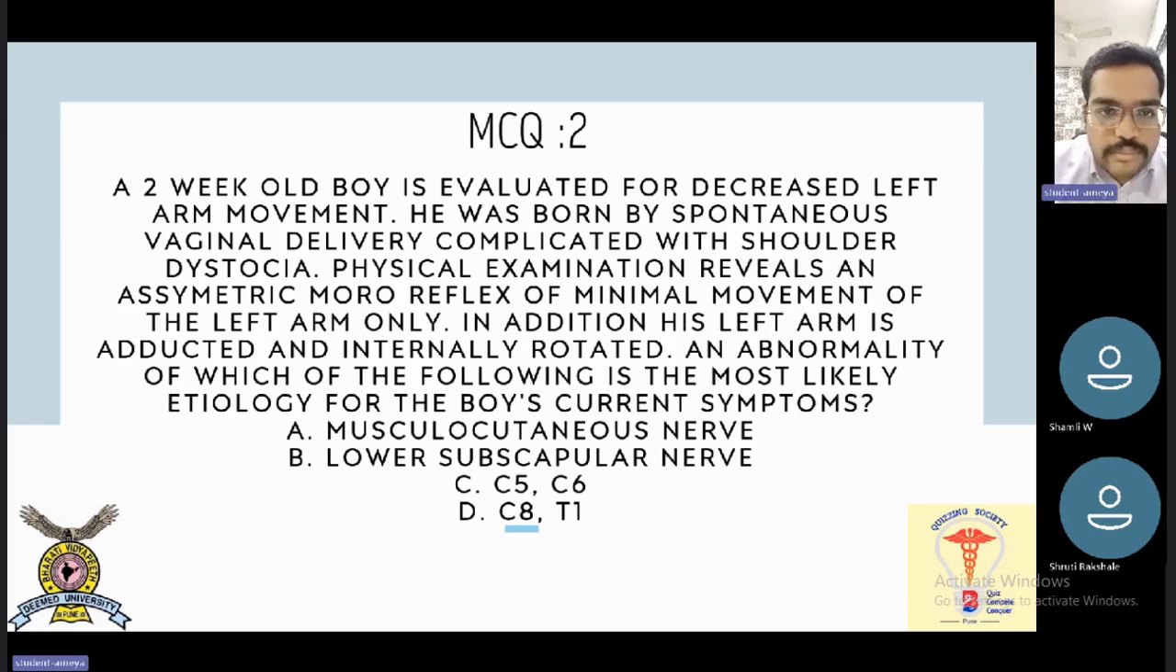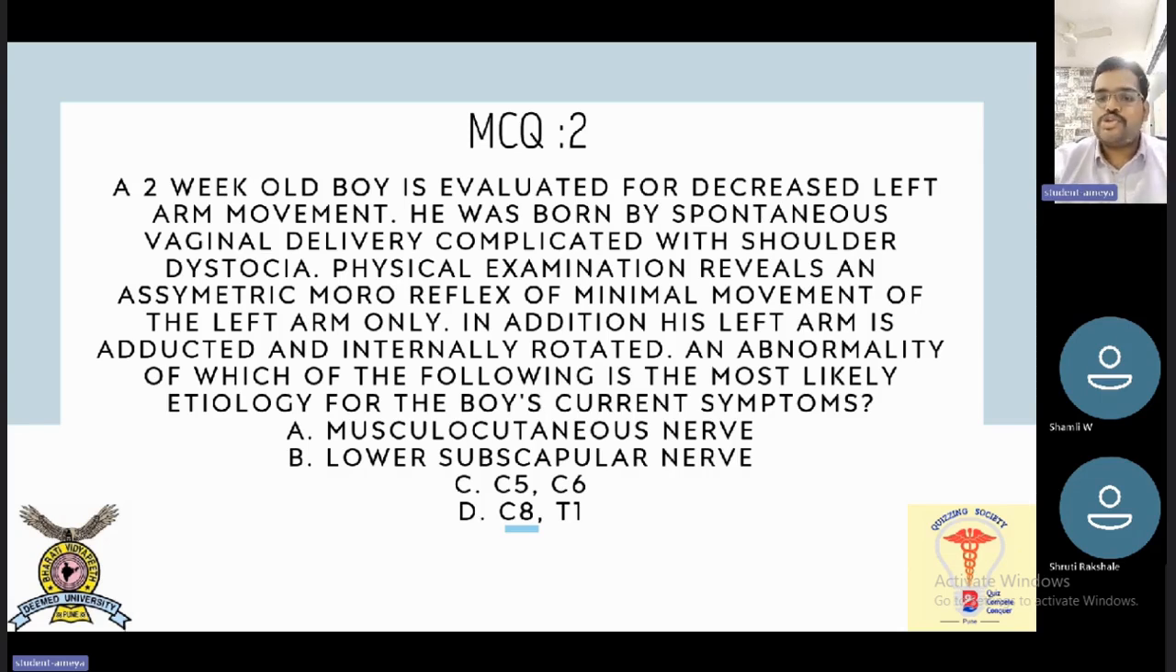Second question. Which of the following is the most likely etiology for the boy's current symptoms? Now here, the one word that is important is that he was born by spontaneous vaginal delivery complicated with shoulder dystocia. I want you to highlight this word, shoulder dystocia. Secondly, left arm adducted and internally rotated. Internally rotated is nothing but medially rotated.